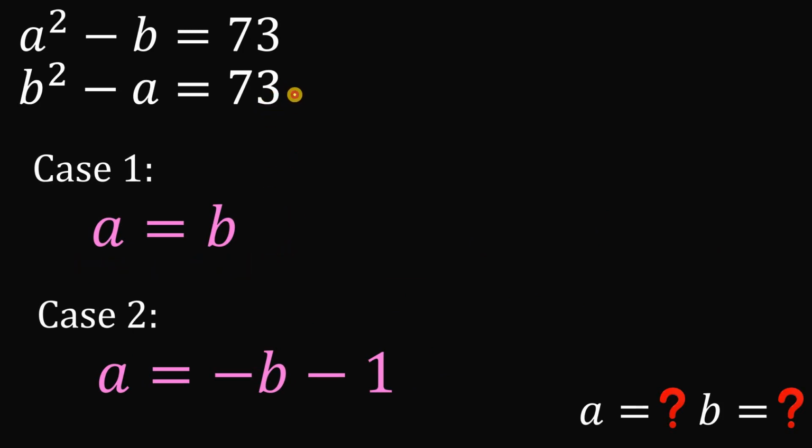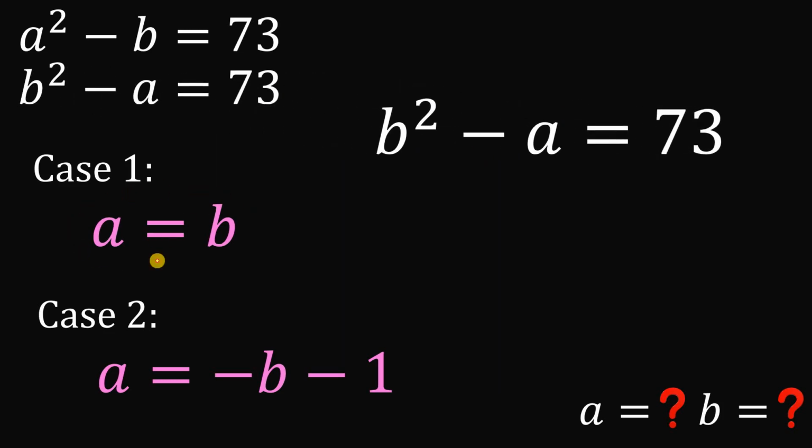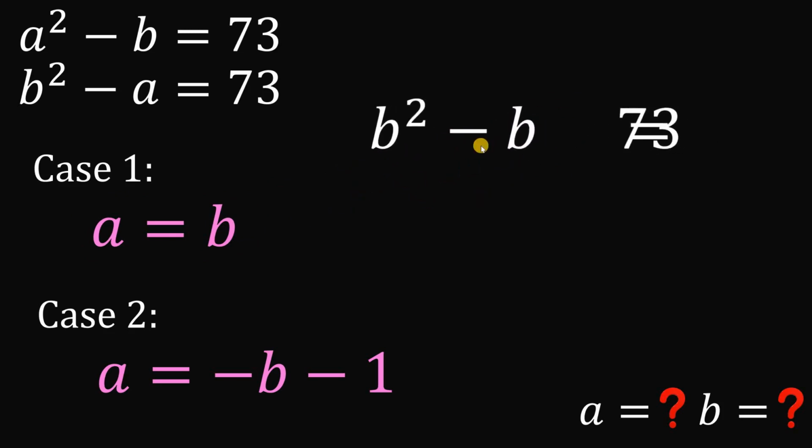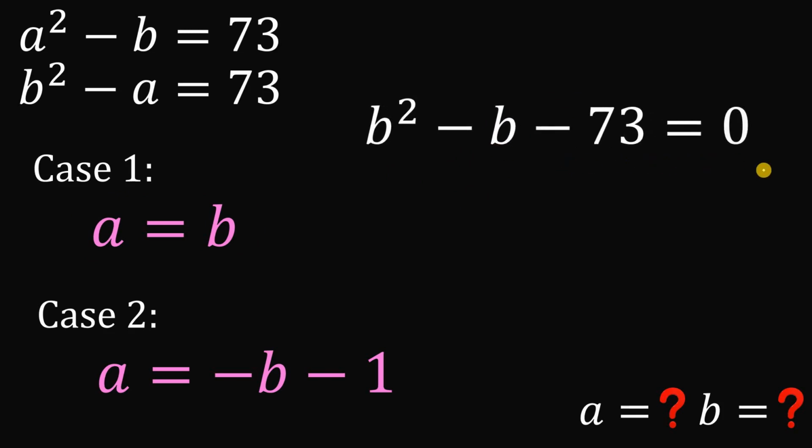Now, to solve for the values of a and b, let's choose the second equation. Now, we know that a equals b based on case number 1, so we can replace this a with the variable b because they are just the same thing. And now, let's equate this to 0. So we have b squared minus b minus 73 equals 0. This is a quadratic equation and we cannot factor this equation.